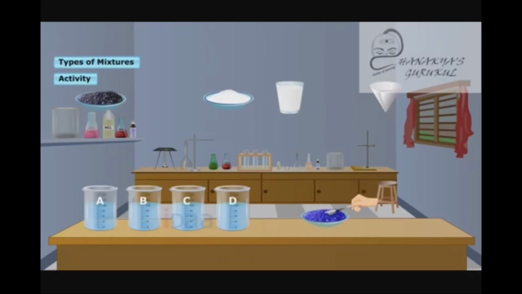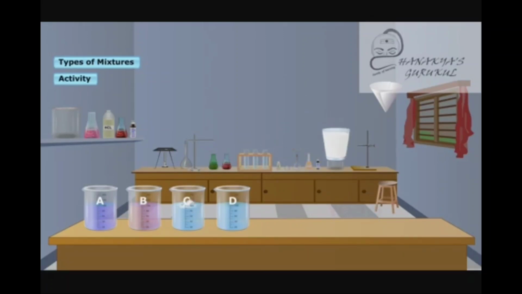Put a few grains of copper sulfate in beaker A. Put a full spatula of copper sulfate in beaker B. Put a spoon of wheat flour in beaker C. And put 2 teaspoons of milk in beaker D. Thoroughly stir all the liquids in all the beakers.